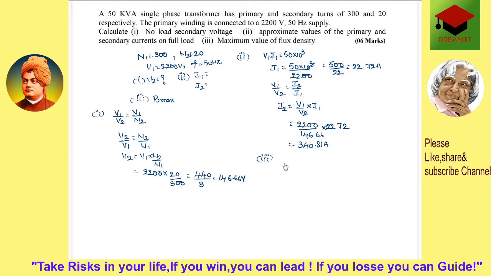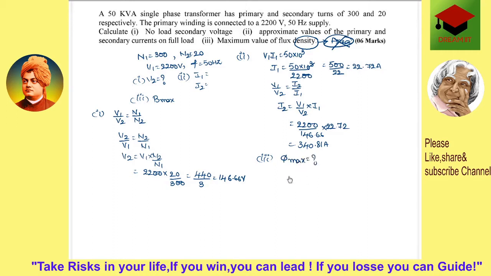Actually, the question is wrong here. He cannot ask the flux density, he can ask the maximum value of flux, because if he is asking for density, he has to give the area of cross section. Here the area of cross section is not given, so we can calculate the phi max value.